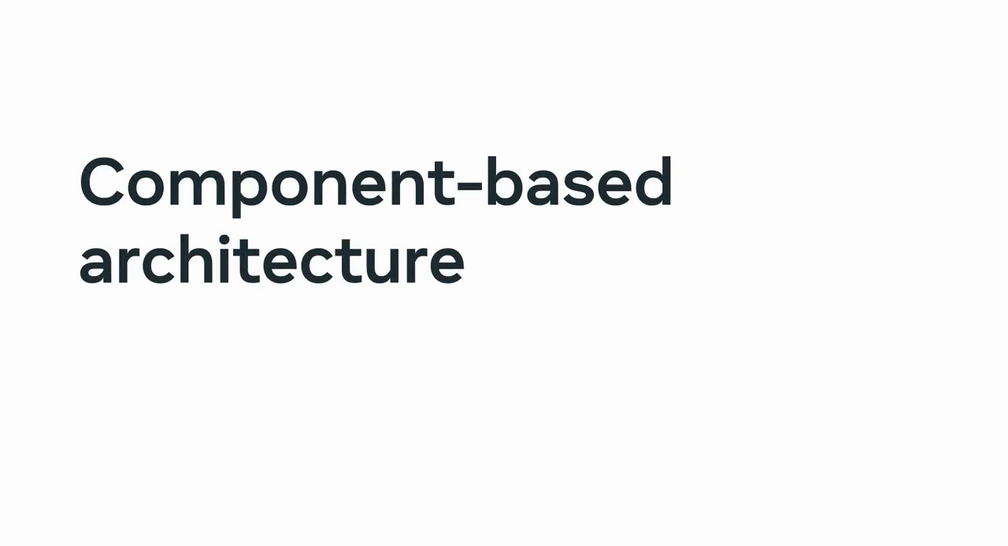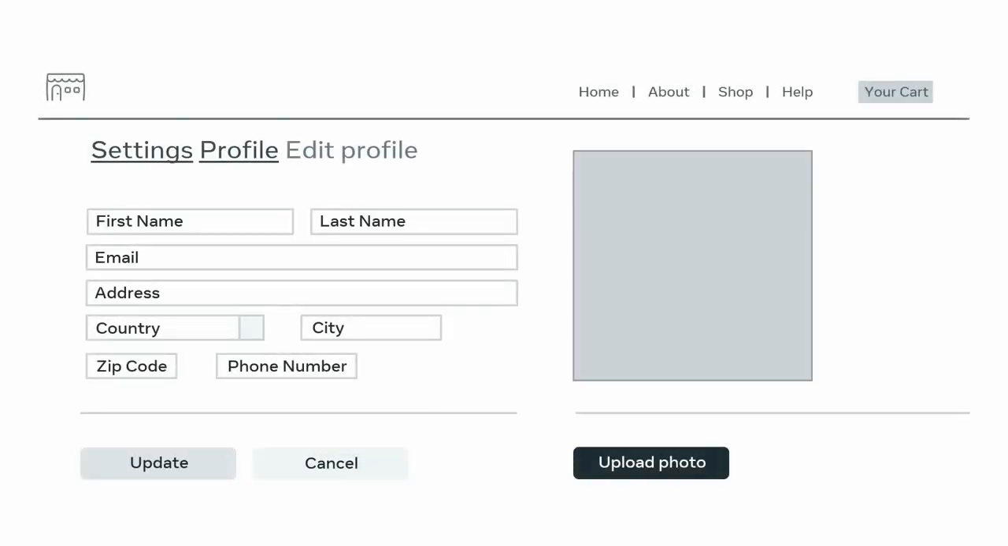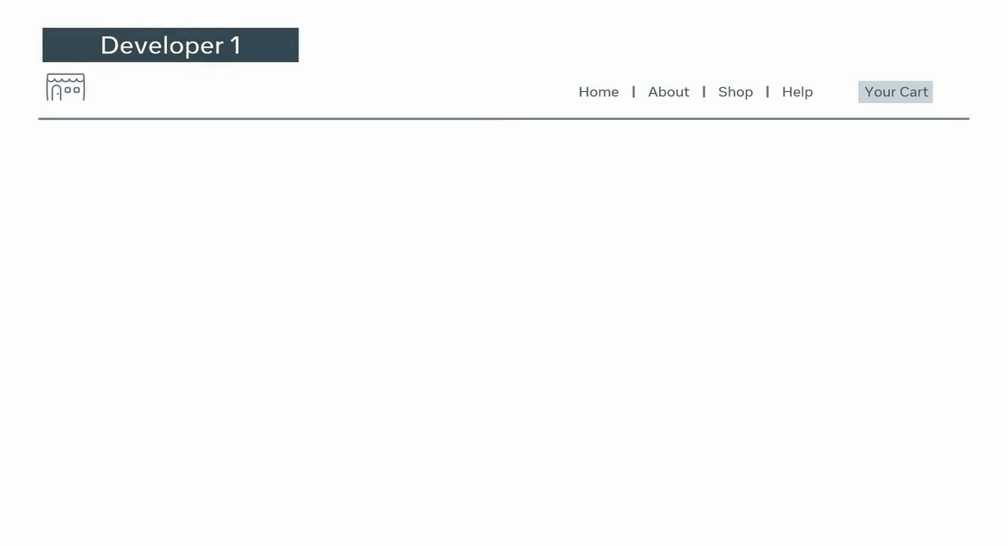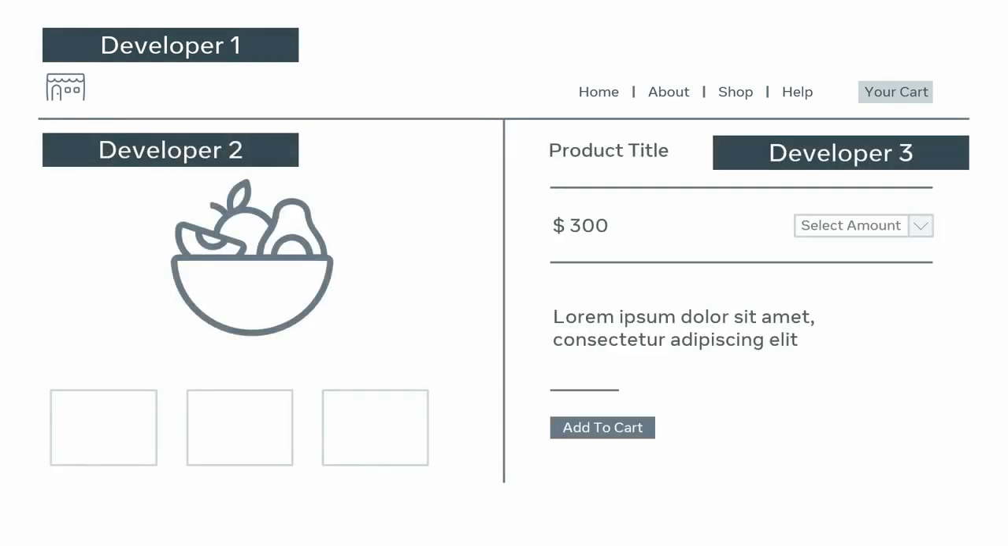When Meta released the React library, it included the concept of something called component-based architecture. This is essentially a design philosophy for building software based on reusable components of code. Each component consists of well-defined functionality that can be inserted into an application without requiring modification of other components. Because components are reusable, they can be used multiple times and easily inserted anywhere where needed. This results in components that can exist within the same space yet interact independently from each other. One of the advantages of developing using components is that many developers can work on the same project without interfering with the code of other developers' components.